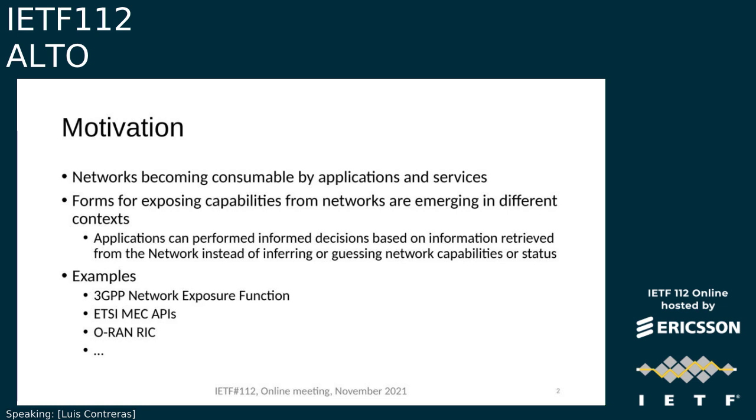There are a number of examples in other solutions on other networks. For instance, the 3GPP network exposure function, which is somehow an inspiration for this work, where application functions can be informed about capabilities of the 3GPP network. Also, we have other initiatives like the ETSI multi-access edge computing APIs, where these APIs can provide information about the capabilities of the access network, or even radio information. Same idea for the O-RAN RAN intelligent controller, and so on and so forth. Next, please.